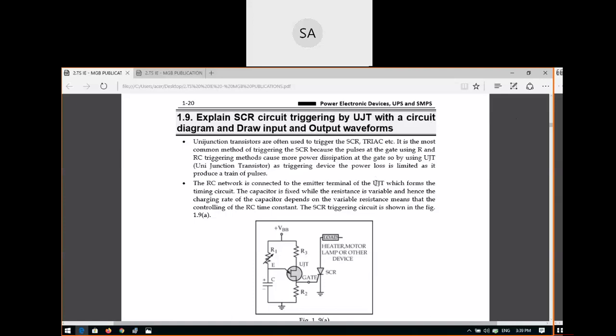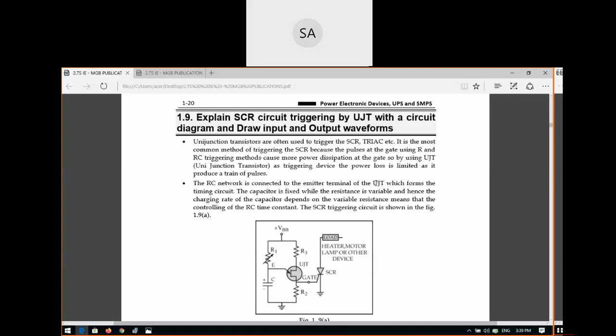the unijunction transistors are often used to trigger the SCR. So unijunction transistor means UJT. Why is it unijunction? Only a single junction, one junction is present. And the TRIAC is also used for turning on the SCR. Okay, so TRIAC is not that much preferable, but UJT is very much preferable because TRIAC is an AC control only, it will have the AC control.